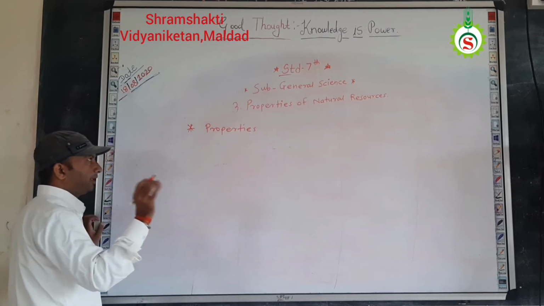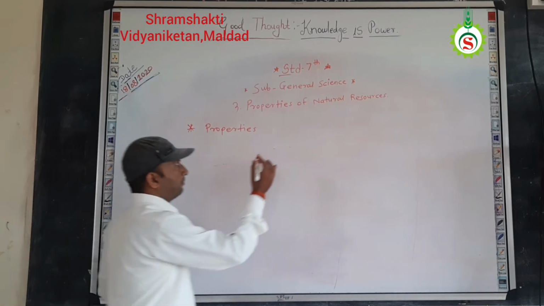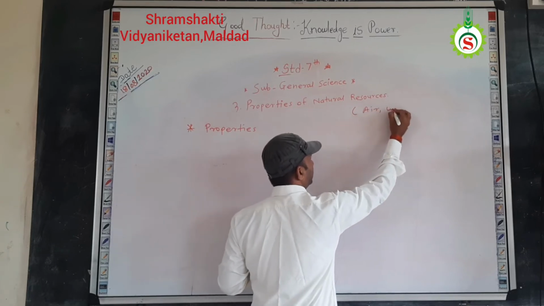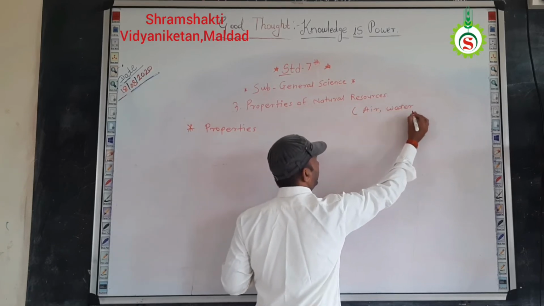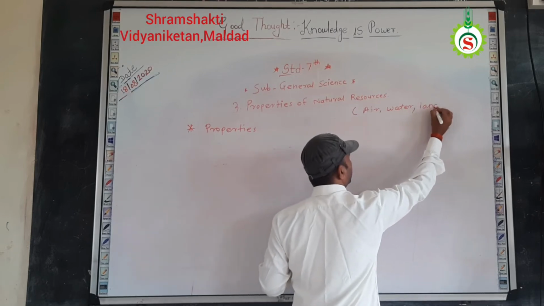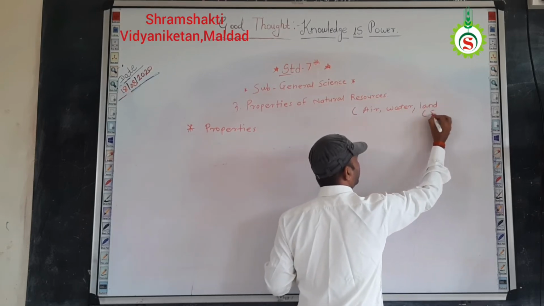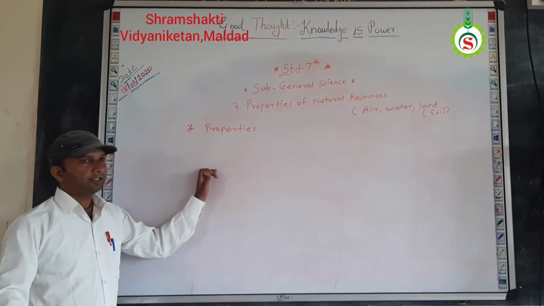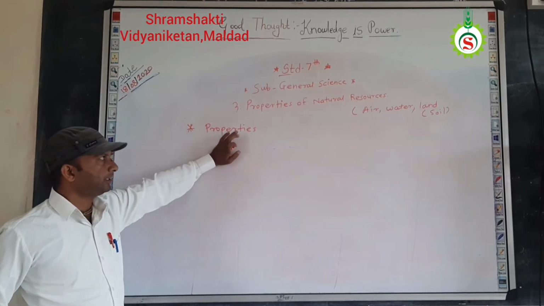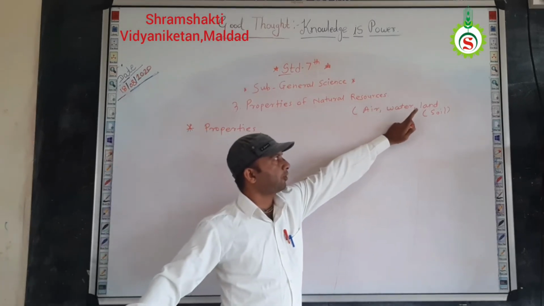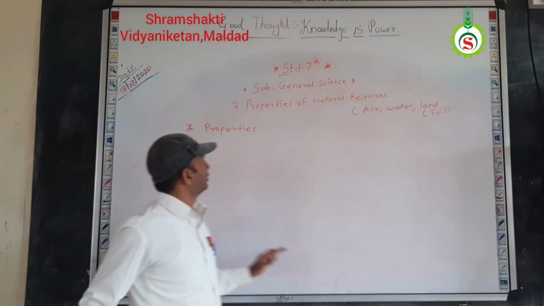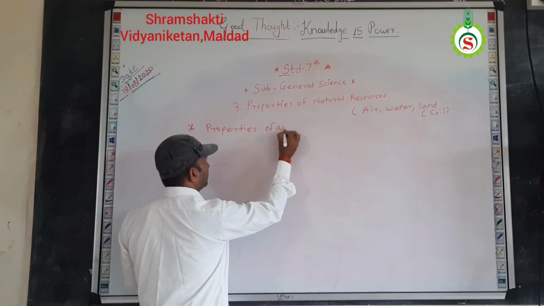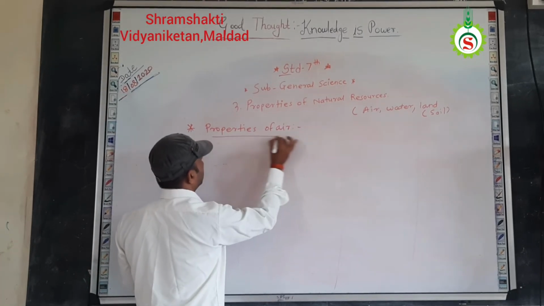Now you know that natural resources are of three types, which are air, water and land. Land is made up of soil. So in this chapter we will learn the properties of air, properties of water and properties of land. So first we will study the properties of air.